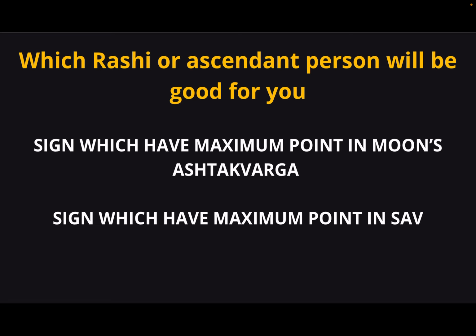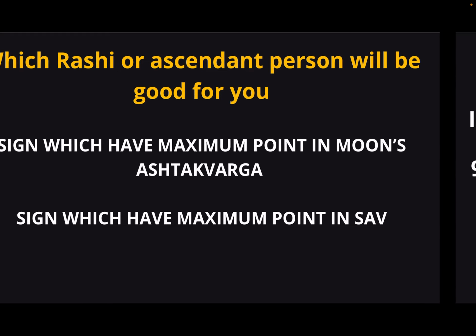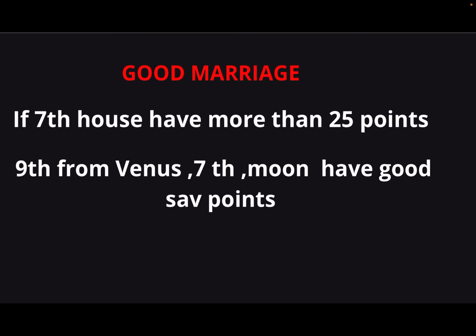Similarly, we can also pick up the sign which has the maximum points in Sarvashtakvarga. That sign should also be very prominent in your partner's chart. Avoid it if it happens to be the 6th or 12th of your chart, then you should jump to the second best. Now these are a few parameters to see if the marriage will be good. More than 25 points in the 7th house.